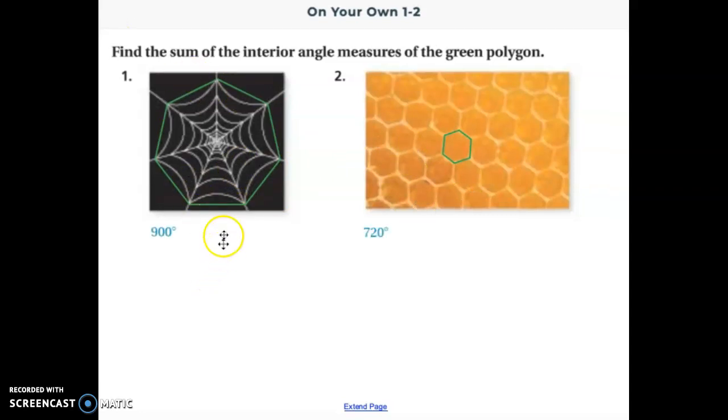So here's our answer. Is this seven-sided? 1, 2, 3, 4, 5, 6, 7. The seven-sided figure is 900 degrees of measure, and this six-sided figure is 720 degrees of measure.